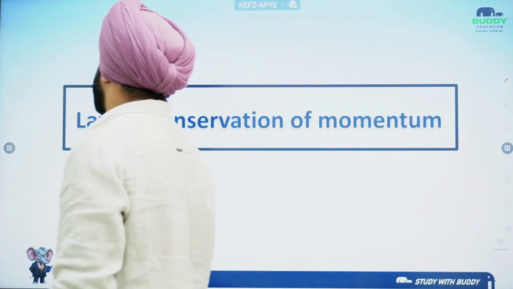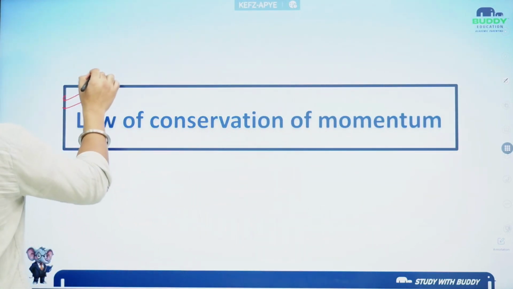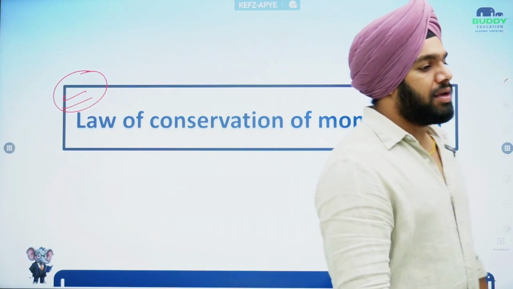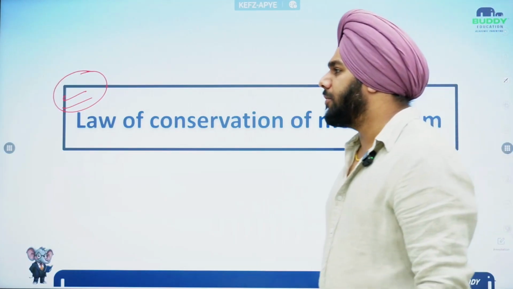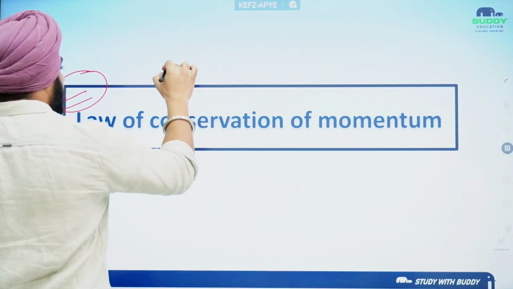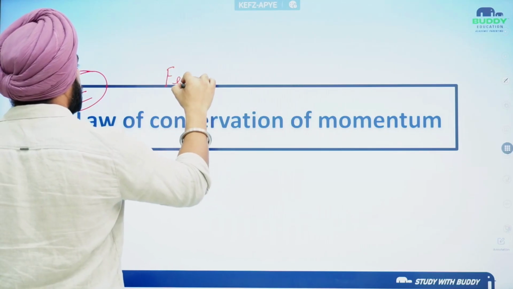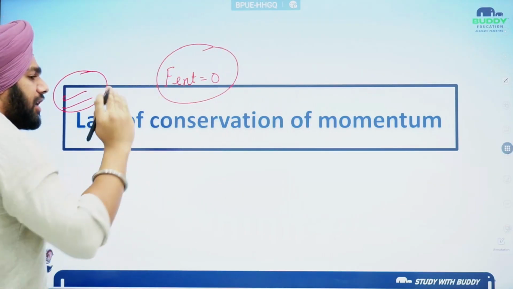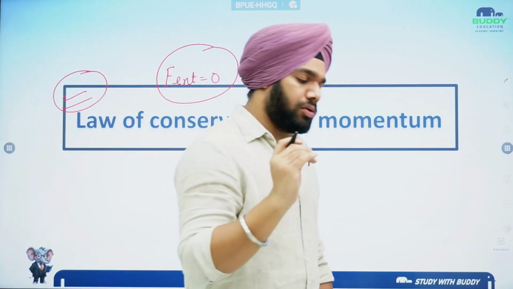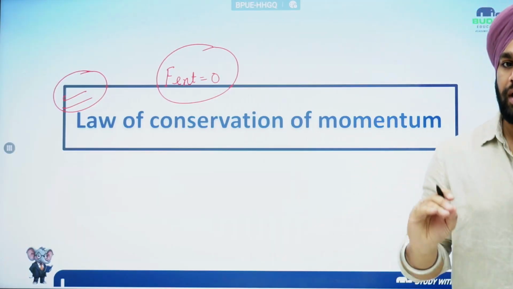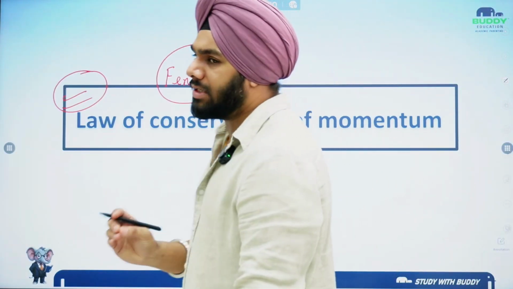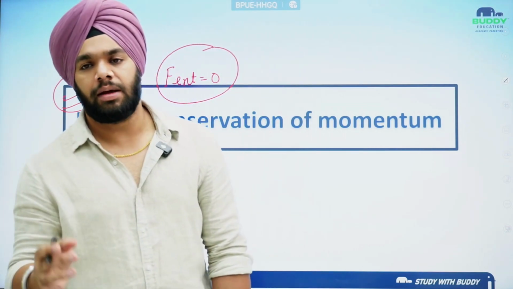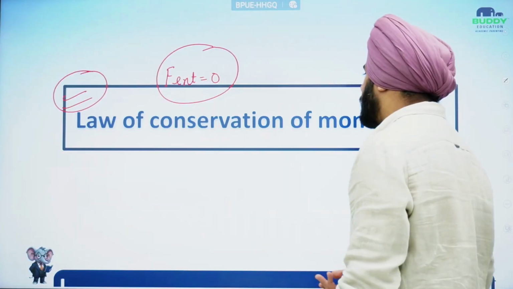Law of conservation of momentum. We'll talk about this in an elaborative manner. This conservation of momentum is only possible if the net external force is zero. If there is some net external force, then the law of conservation of momentum is not applicable. So the net external force needs to be zero, and only then can you apply conservation of momentum. Now what is conservation of momentum here?